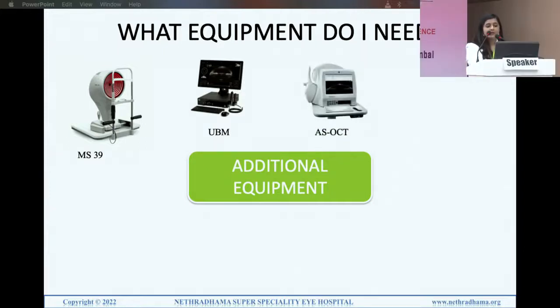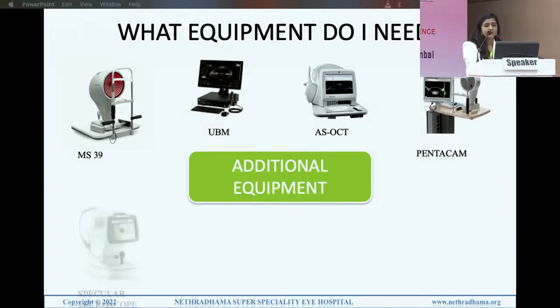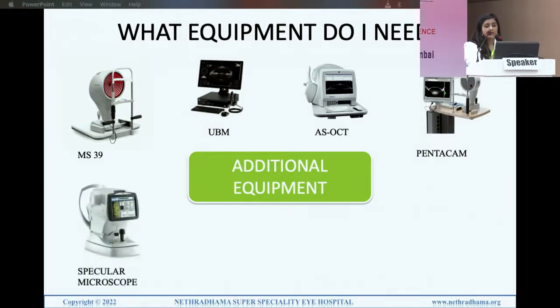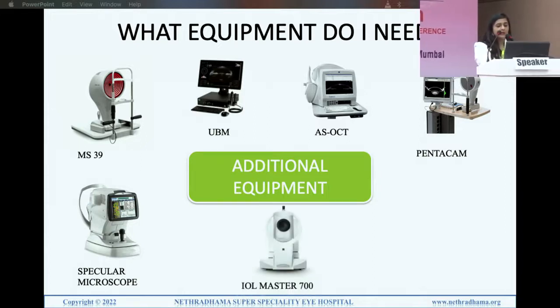Your ASOCT, which again measures your lens rise and angle to angle measurements. Pentacam, of course, for topography. Again, Pentacam may slightly overestimate the white-to-white. Specular microscope for the endothelial counts in very young patients. You need to make sure that the endothelial counts are 3,000 to 3,500, and your minimum should be about 2,000.